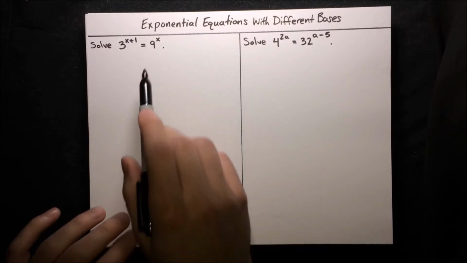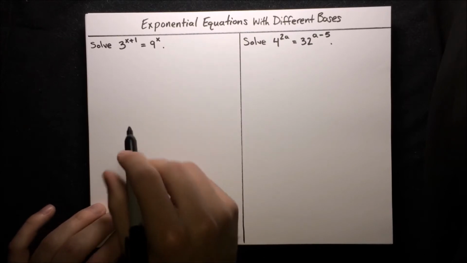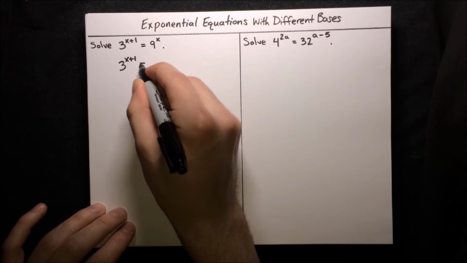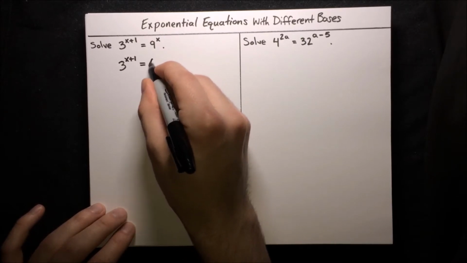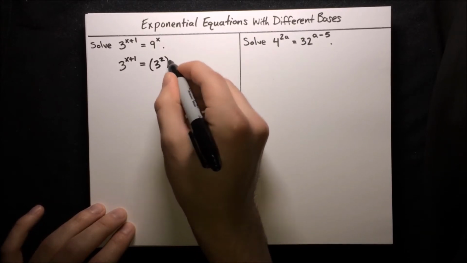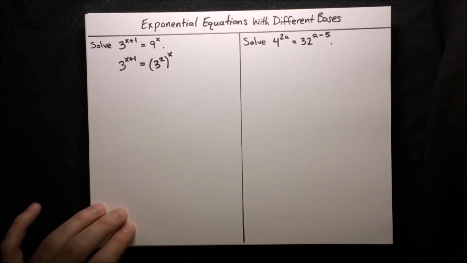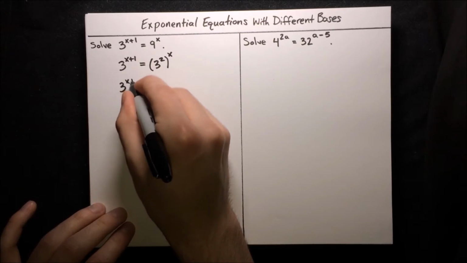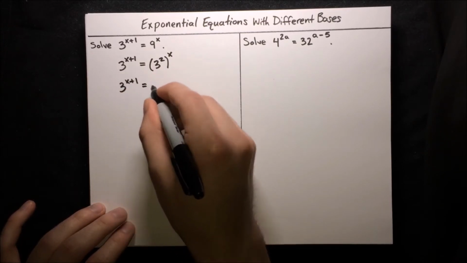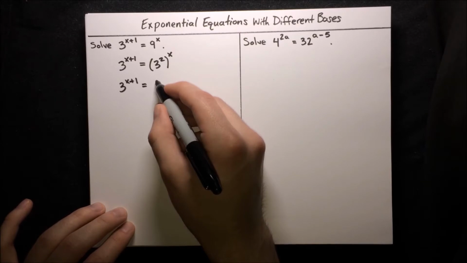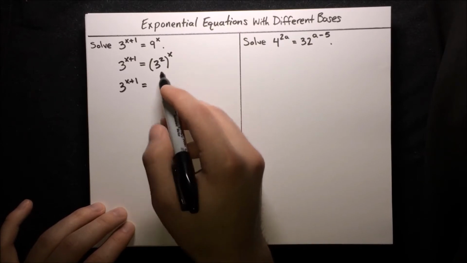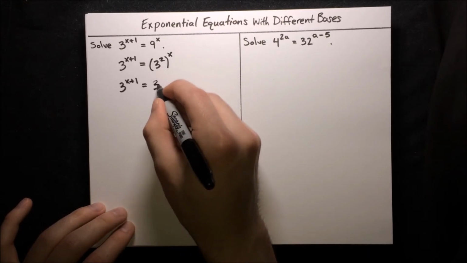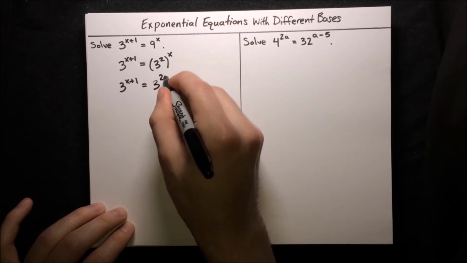9 can be expressed as a power of 3, so why don't we go ahead and do that. So we'll have 3 to the power of x plus 1, and then 9 is 3 squared, so write it like that, 3 squared to the power of x. Now let's go ahead and simplify using our exponent rules. So we still have 3 to the x plus 1 on the left-hand side, and then on the right-hand side, an exponentiated expression raised to another exponent, you multiply the exponents. So this becomes 3 to the 2 times x, so 3 to the 2x.